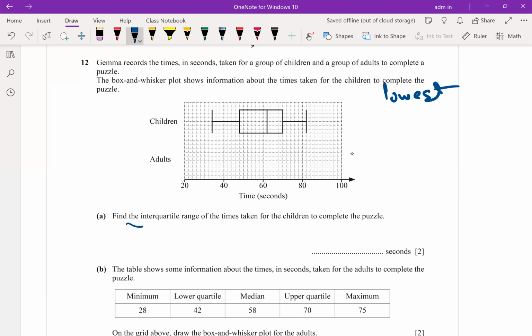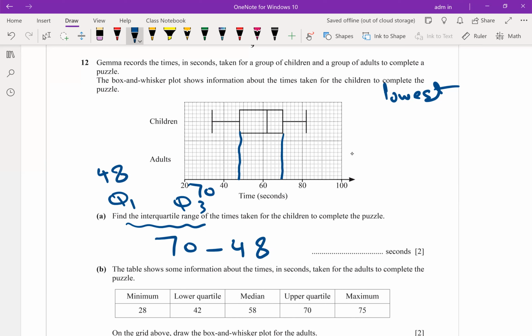He asked to get the interquartile range. You have to get what and what? Q1 and Q3. What is the value of Q1? 40, 42, 44, 46, 48. Q1 is 48. What is the value of Q3? 70. So the interquartile range is 70 minus 48. So the answer will be 22.